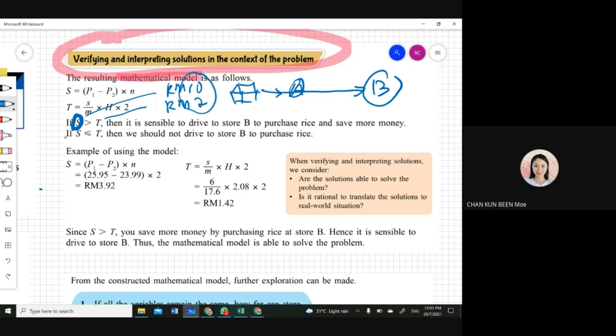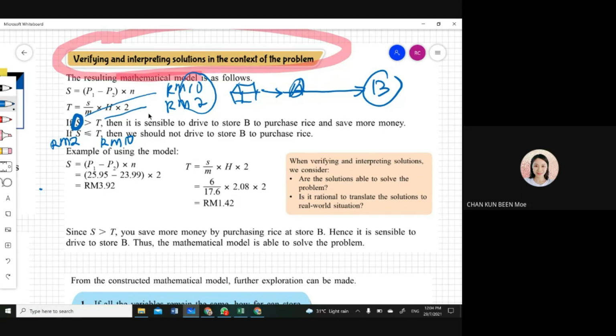But if your S is less than T, meaning, for example, your S is 2 ringgit right now, you only can save 2 ringgit if you go to store B, and then your cost of petrol is RM10. So actually, it's like you still have to pay 8 ringgit more to go to store B to buy the pack of rice. So it's not worth it. You understand now? Okay, yeah. So it cannot be less than, it must be greater than.